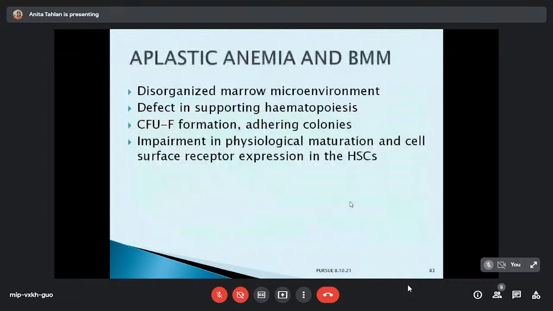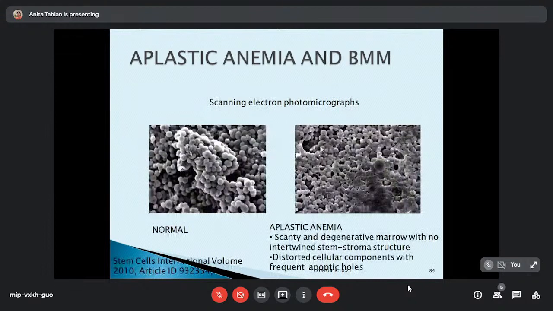What about aplastic anemia? The whole marrow microenvironment gets disturbed in aplastic anemia. The defect is in supporting hematopoiesis. There is a problem in formation of these colony-forming units, and there is impairment in physiological maturation and cell surface receptor expression. So on electron microscopy, this is a normal cell where we can see the cells with its stroma. And here there is a scanty degenerative marrow with little intervening stroma, and there are frequent apoptotic holes.